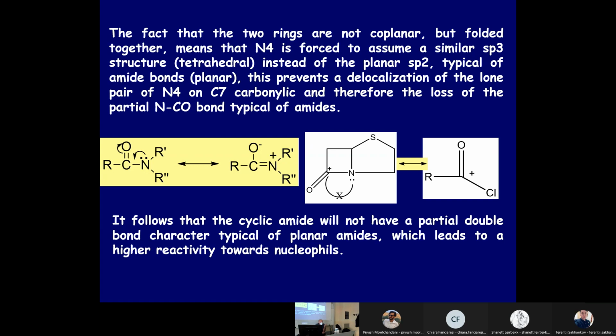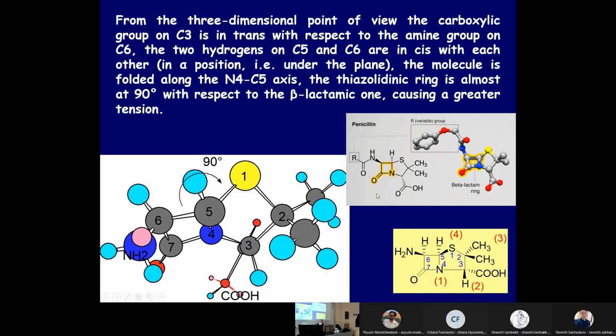Is it clear for you? Have you any questions? Chemical questions? No? So this is the reason why this four-term ring is just so reactive. No delocalization of the lone pair of the nitrogen atom.